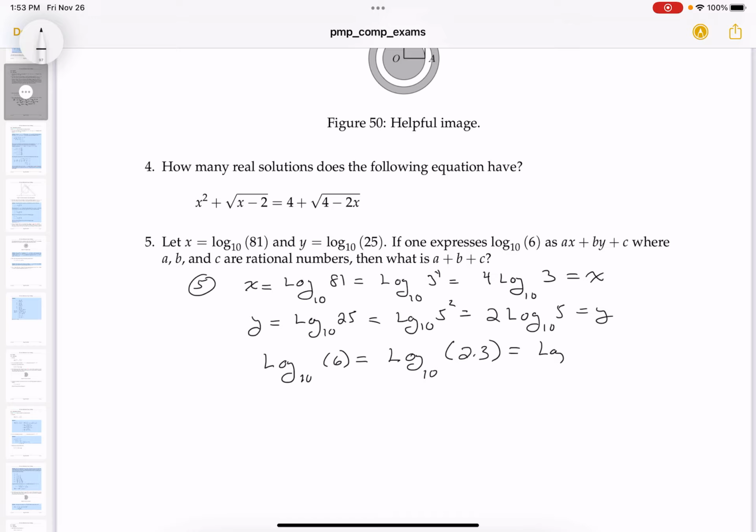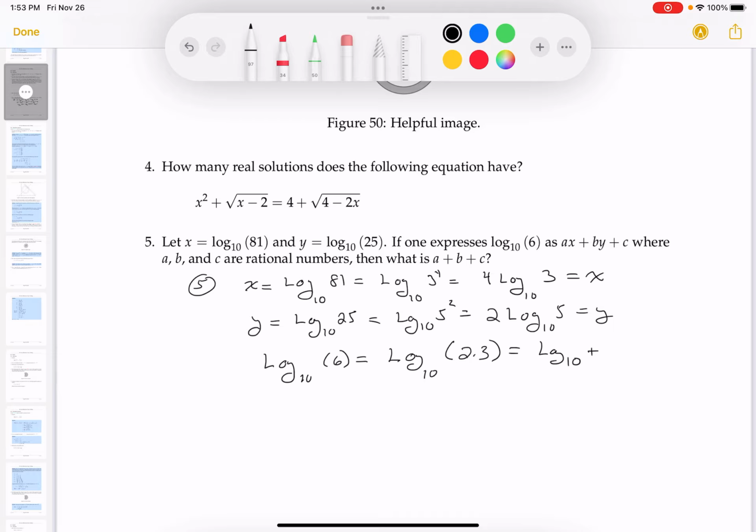And this would be log base 10 plus, I'm sorry, I forgot to put the number down. Let me get my eraser out. It happens sometimes, you forget to write the number down. So log base 10 of 2 plus log base 10 of 3. I'll put parentheses on these just to make sure you're clear about the arguments.